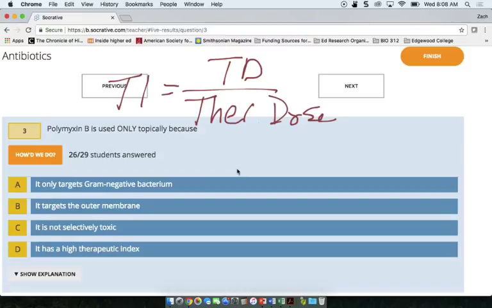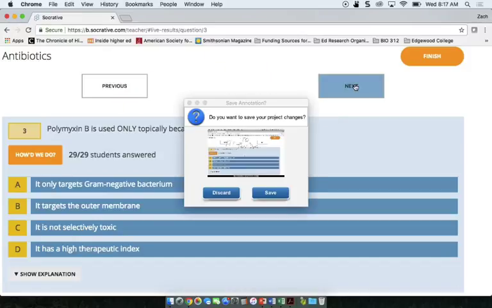Any other questions? Kaylin. What does the T on the top stand for? Yeah, that's toxic dose. Toxic dose, sorry. All right. Let's go to the next one.